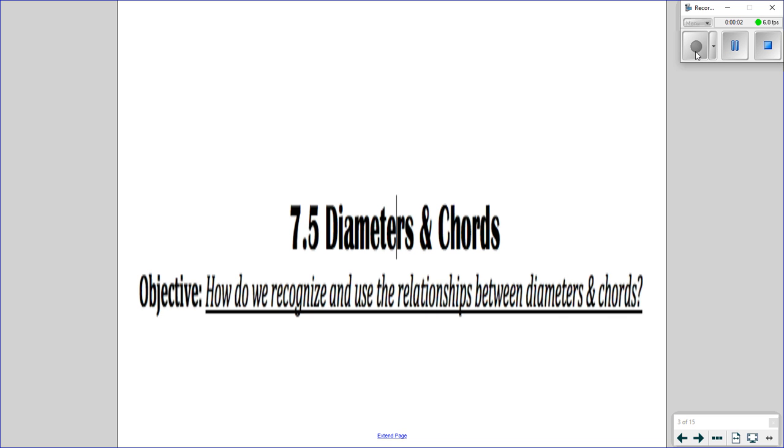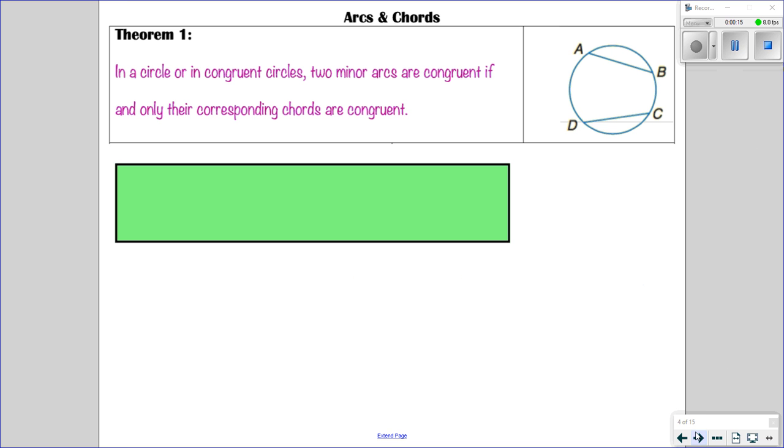Hi, welcome to our next lesson. We're going to be dealing with diameters and chords. The objective is how do we recognize and use the relationships between diameters and chords. So we're going to be learning 3 theorems dealing with diameters and chords with their relations.